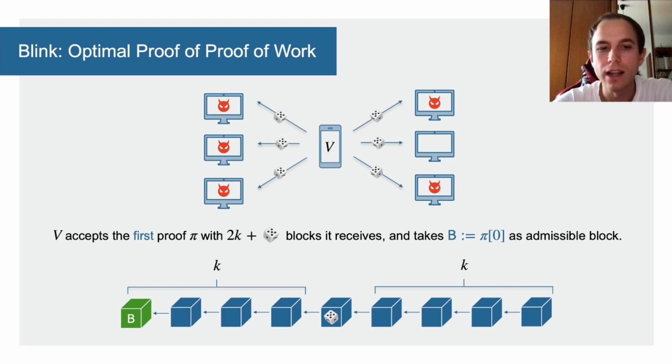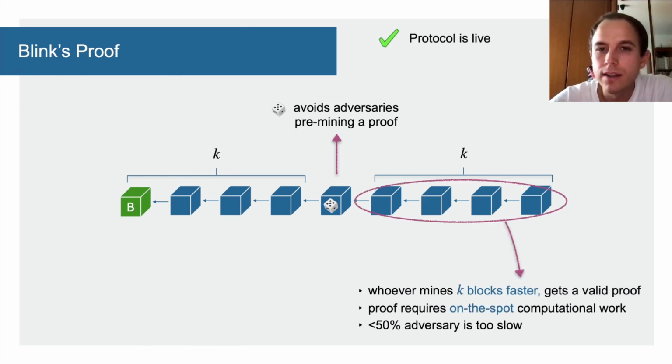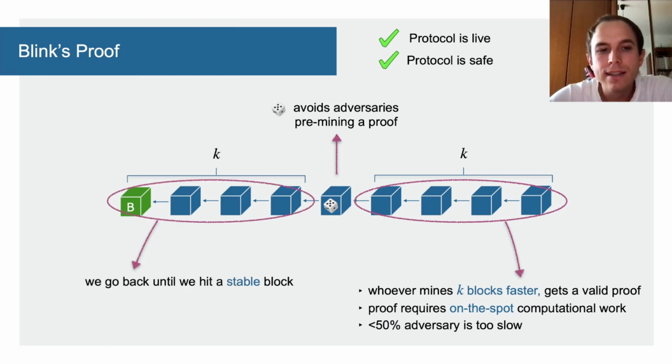Now let's look at the rationale behind this. Again, this randomness is to prevent the pre-mining of a proof. The k subsequent blocks are there to ensure that whoever mines this faster gets the valid proof. Together with the randomness, this necessitates some on-the-spot computational work, and a below 50% adversary will be too slow to find such a proof. Now, the k blocks before the block containing the randomness are there to ensure that we go back and hit a stable block.